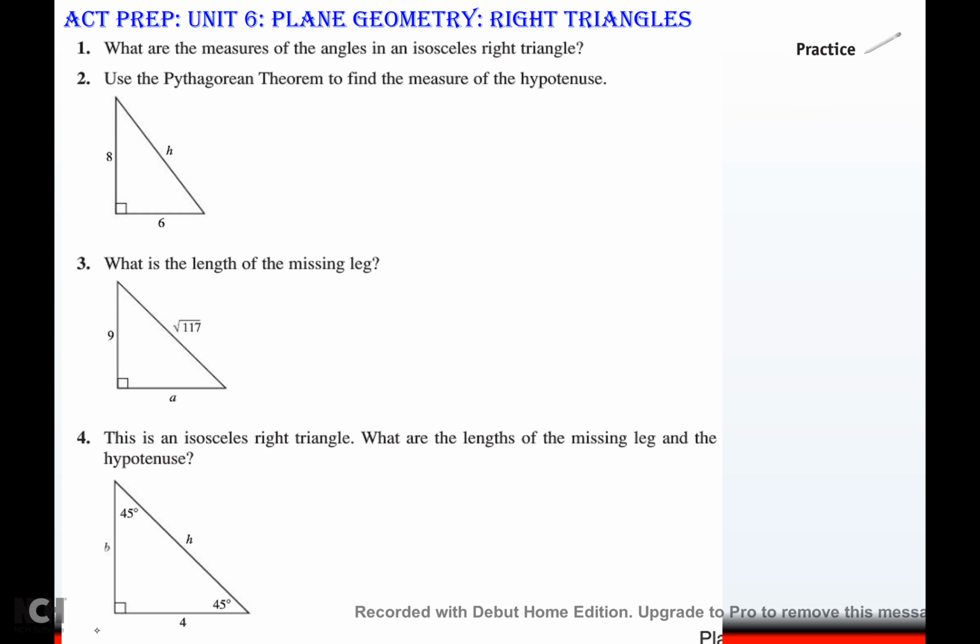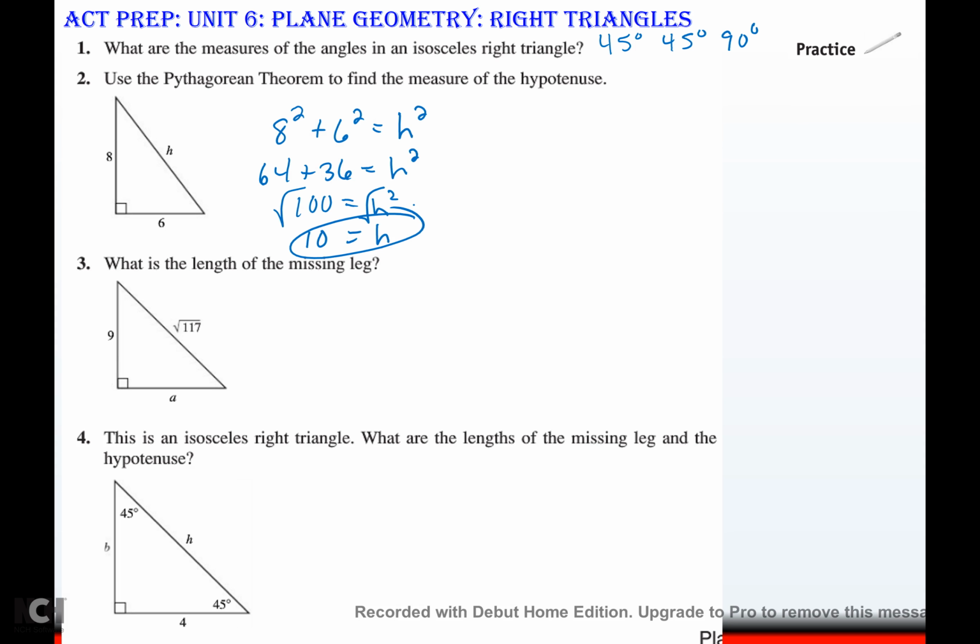1 says, what are the measures of the angles in an isosceles right triangle? They are, in an isosceles right, the angles are 45 degrees, 45 degrees, and 90 degrees. 2, use the Pythagorean theorem to find the measure of the hypotenuse. Well, we have leg squared plus leg squared equals hypotenuse squared. That's 64 plus 36 equals h squared. That's 100. Square root, and I get h equals 10. My hypotenuse would be 10.